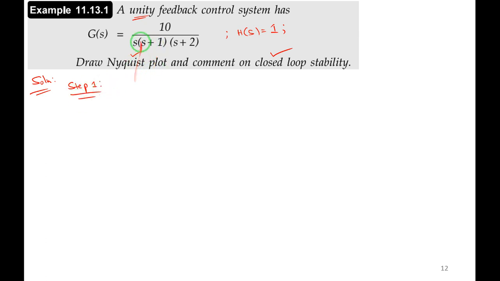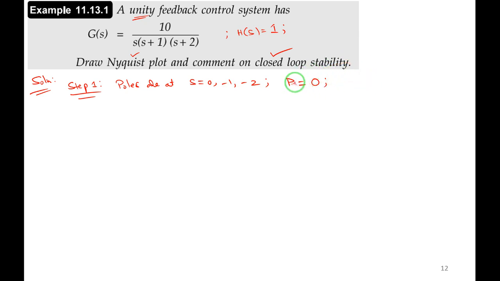How many poles are there? Let me look at the poles. I equate the denominator terms to 0. s equal to 0, s equal to minus 1, s equal to minus 2. So the poles are located at 0, minus 1, minus 2. Then what is P? This capital P represents the number of poles lying in the right half of the S plane. Look at the poles 0, minus 1, minus 2. They are not lying in the right half of the S plane. Means P is 0.